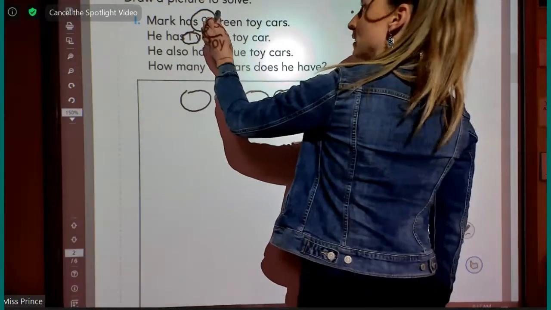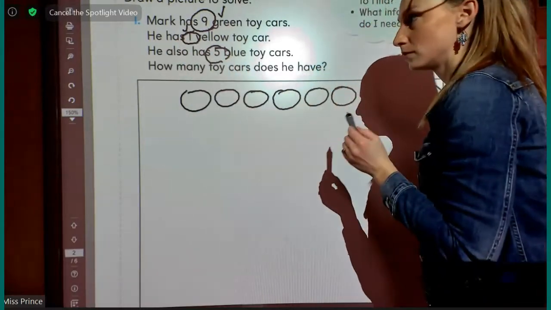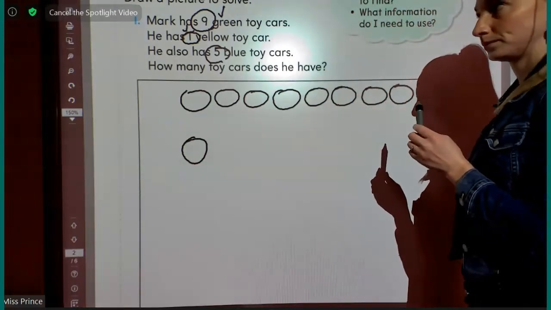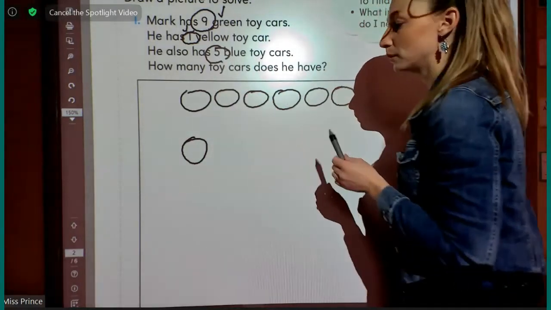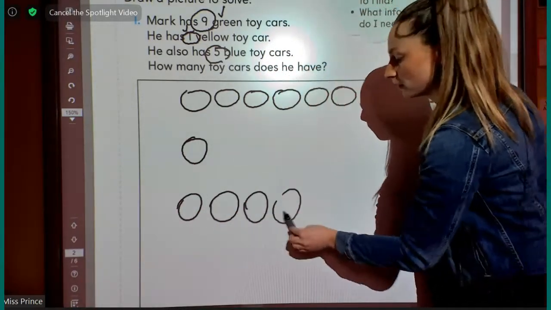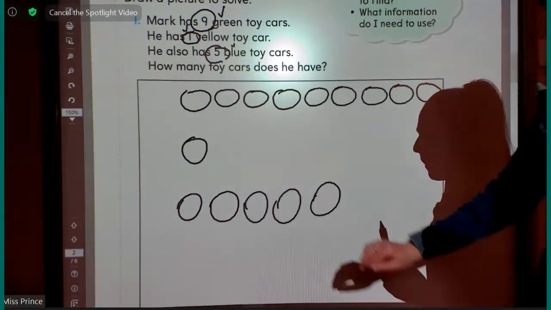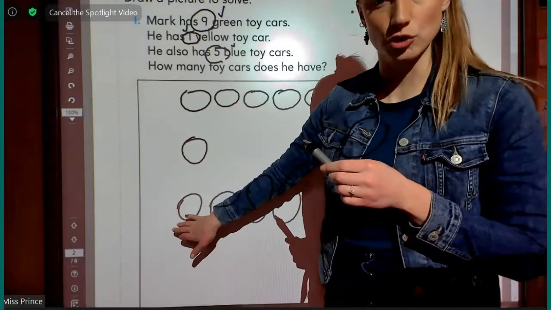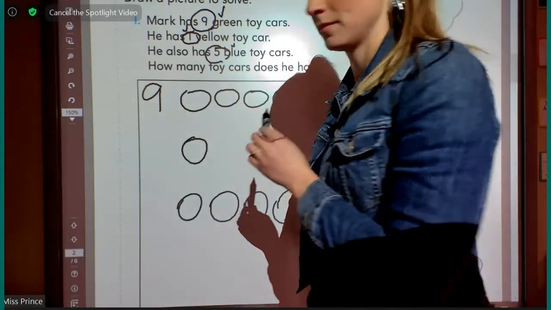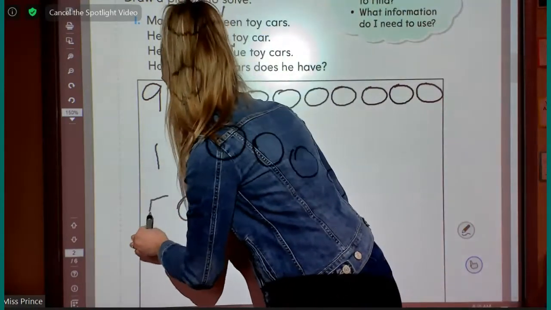So we've done the 9 green. Now we need to do the 1 yellow. So now we're going to put 1 here. And then we have 5 blue. 1, 2, 3, 4, 5. Go ahead and write the number next to each group. So we had 9, 1, and 5.